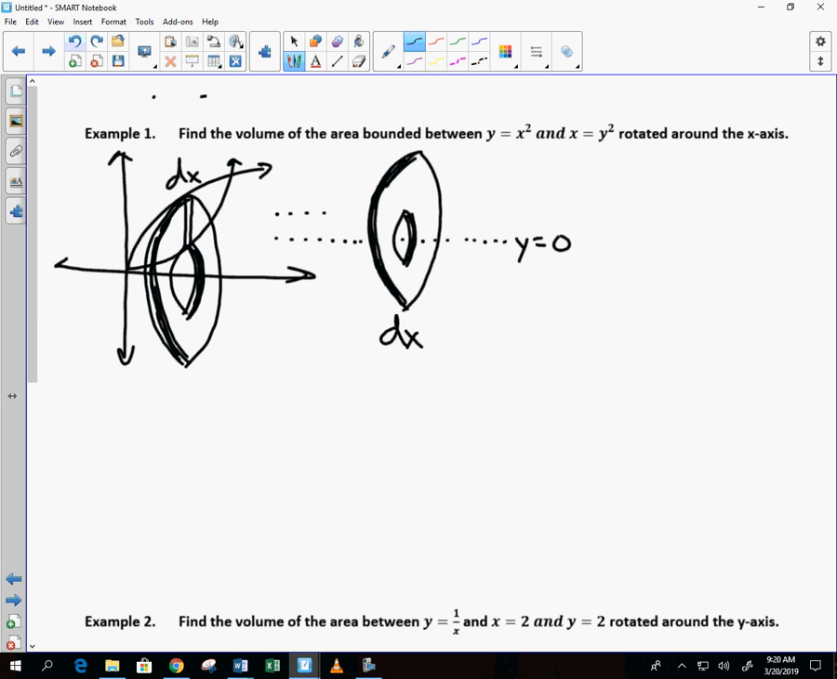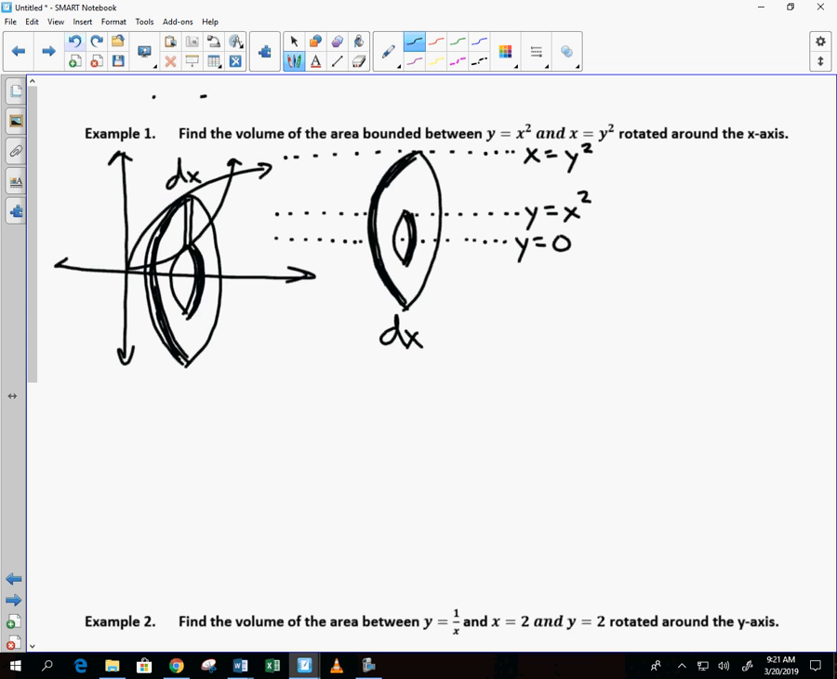And then I'm going to draw this part right here. What is it that makes up that part of the washer? X squared. Does everybody agree? X squared makes up the lower part of the washer. Y equals X squared. And then what makes up the top part of the washer? X equals Y squared.